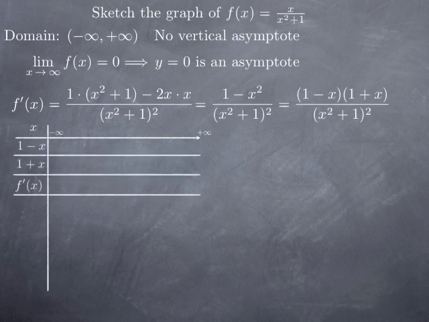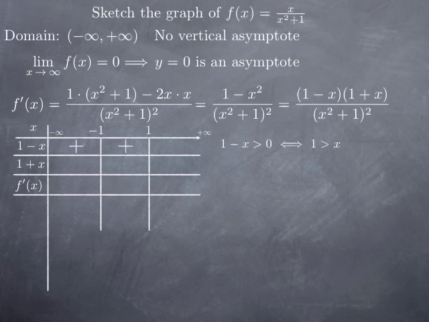1 minus x and 1 plus x, and f prime is going to have the sign of the product. The changes of sign are going to be either at negative 1 or 1. 1 minus x is positive if x is less than 1, that is, it's going to be positive on the left of 1. It is 0 at 1 and negative if x is greater than 1. 1 plus x on the other hand is positive if x is greater than negative 1, that is, on the right of negative 1. It is 0 at negative 1 and negative for x less than negative 1.